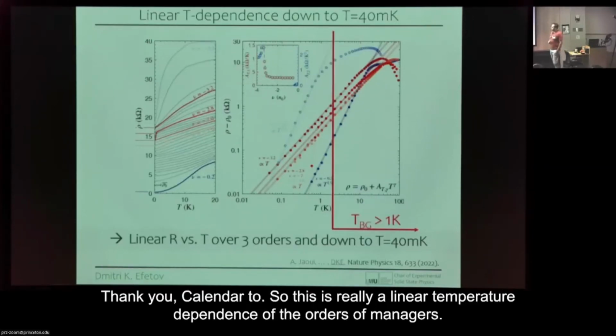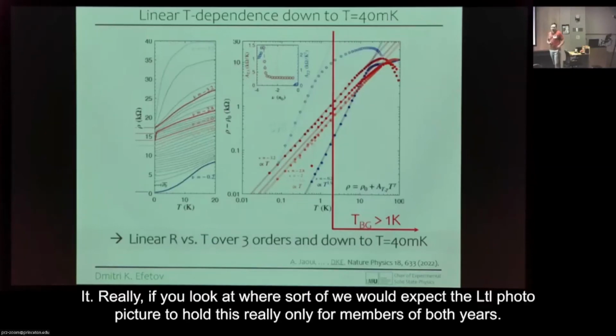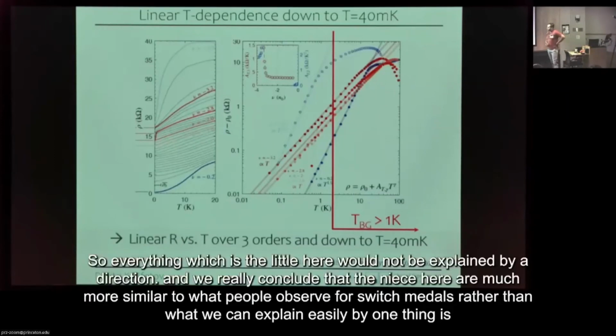If you look at where we would expect the electron-phonon picture to hold, it is only for temperatures above here. So everything which is below here would not be explained by an electron-phonon interaction. And we conclude that these lines here are much more similar to what people observe for strange metals rather than what we can explain easily by electron-phonon interaction.